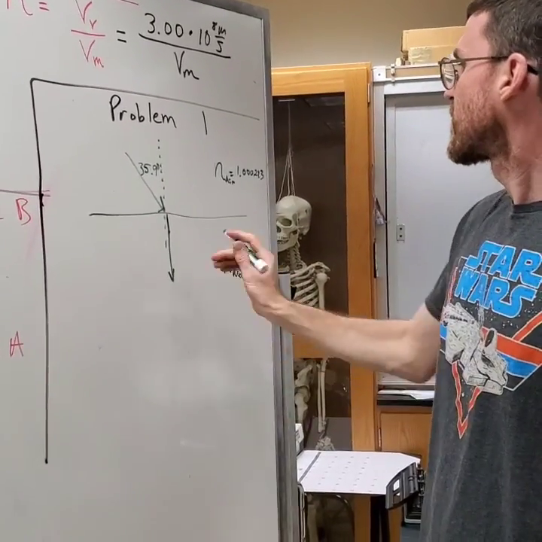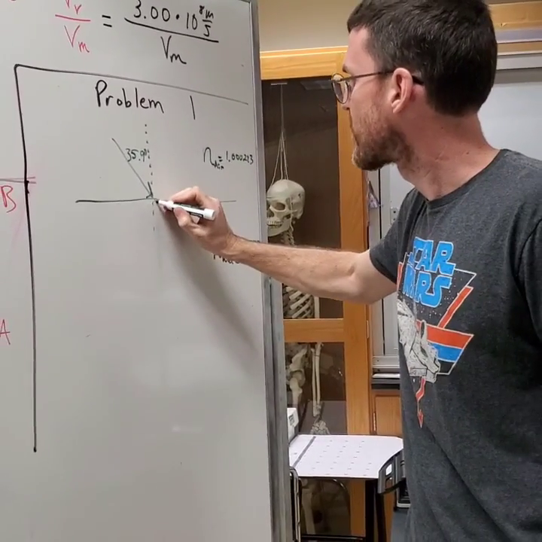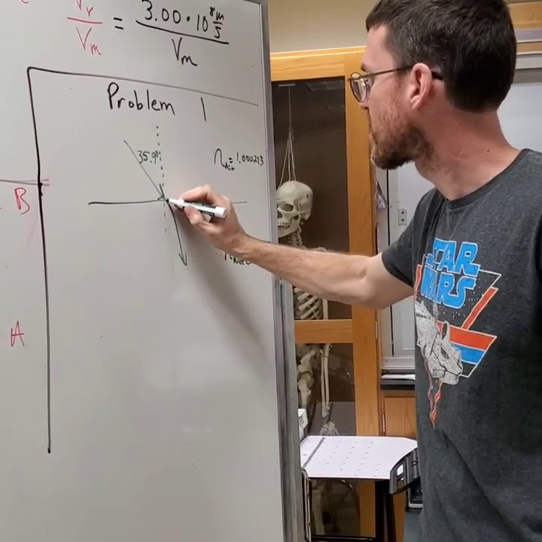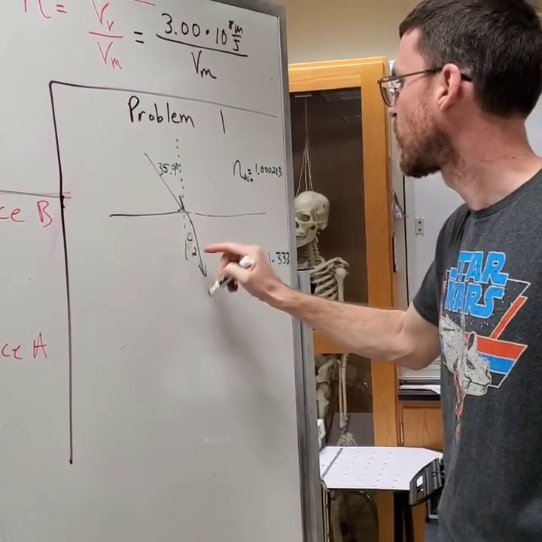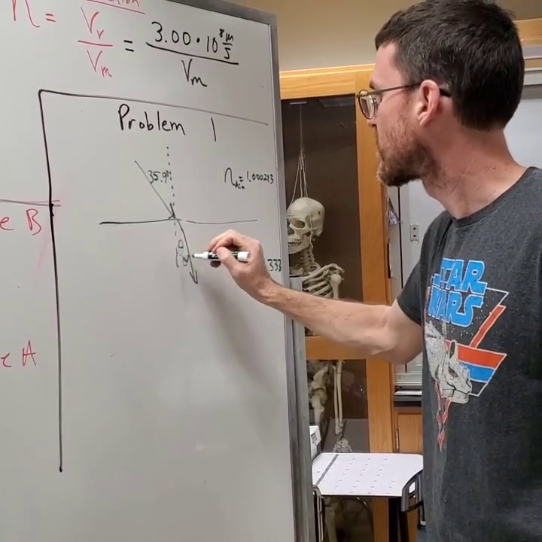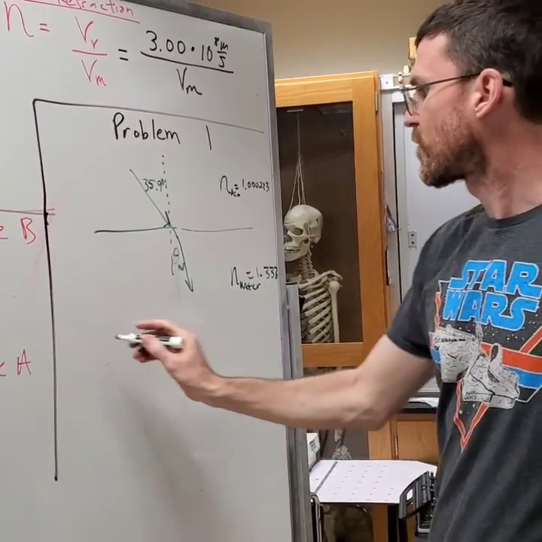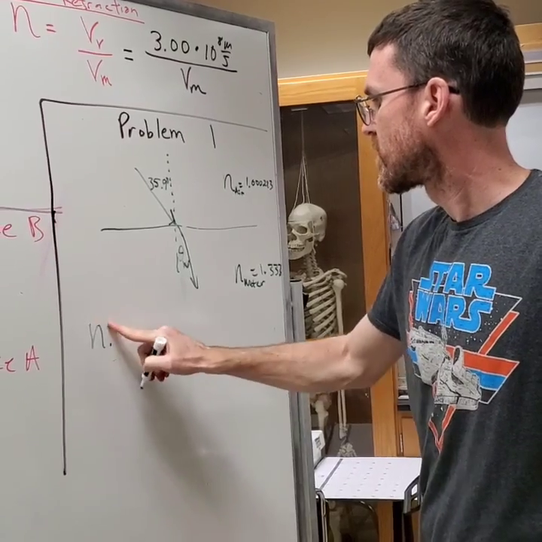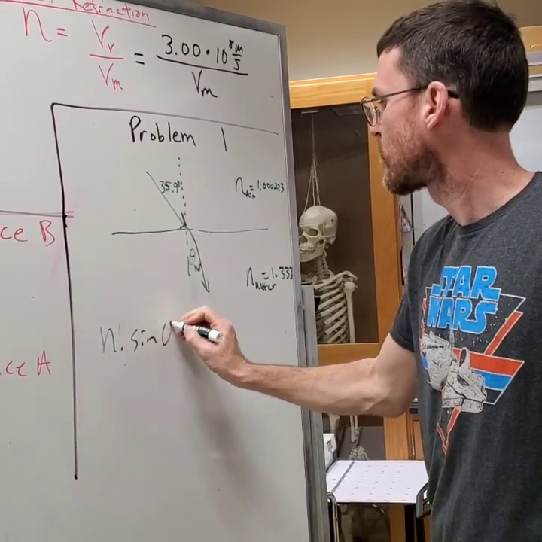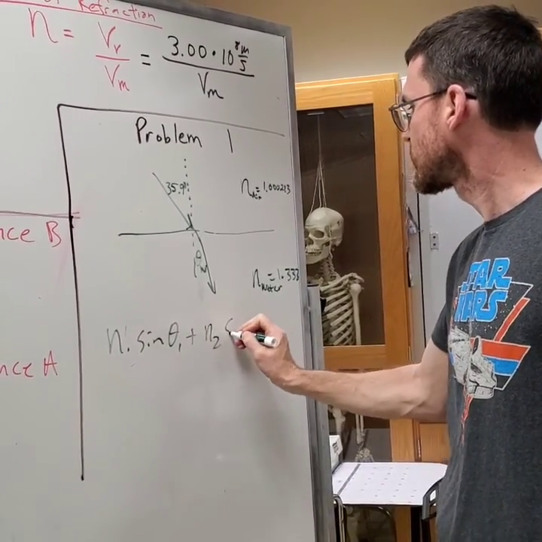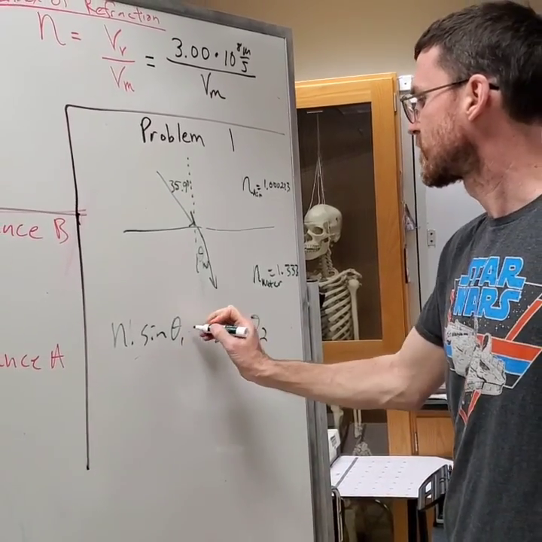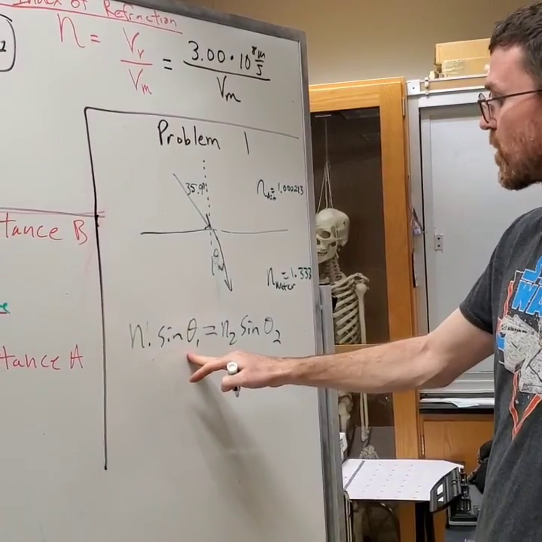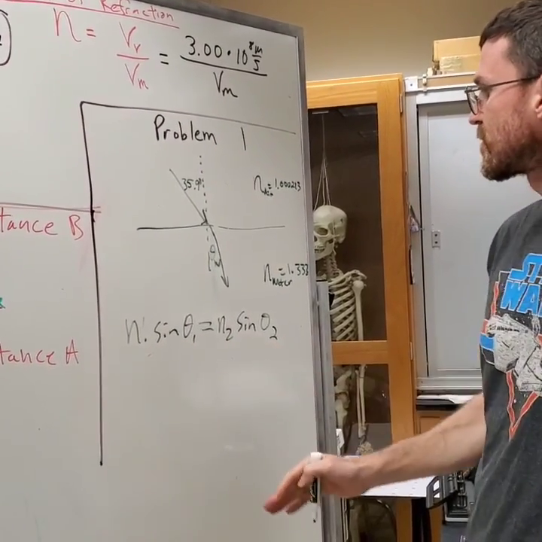Now, we can make it a little bit better so we can see it easier there. And then this is theta 2, or theta water if you wish. Let's call it theta W. So now what's our formula? N1 sine theta 1 equals N2 sine theta 2.